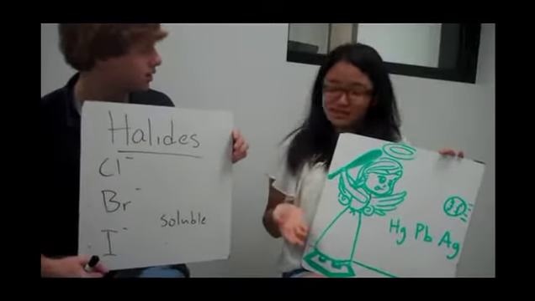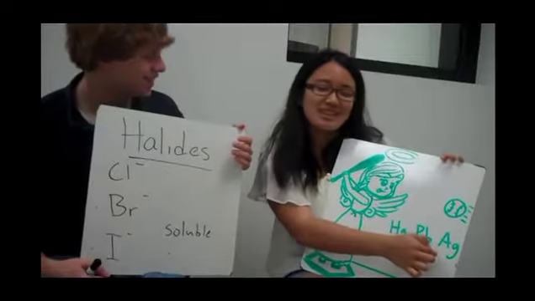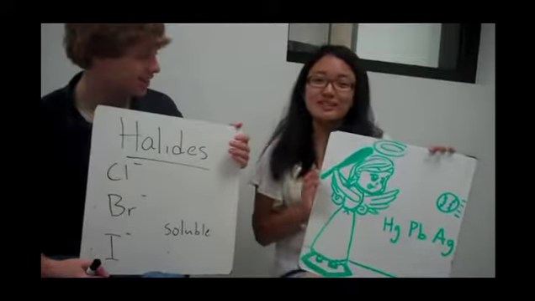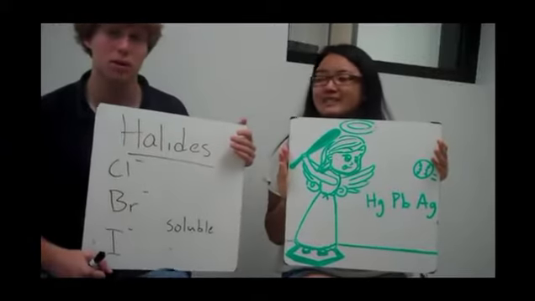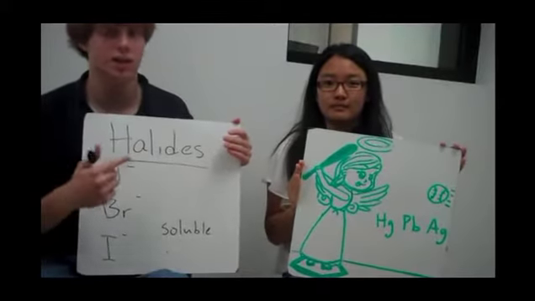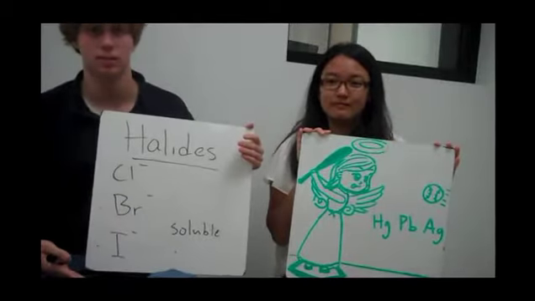So what is this you drew here? I've created a mnemonic device. Uh-huh. Holy girls play baseball angelically and gracefully. So look at this picture. That's perfect. I know, you'll remember it so well. Remember, mercury, lead, and silver are going to form solids when paired with any of the halogens.